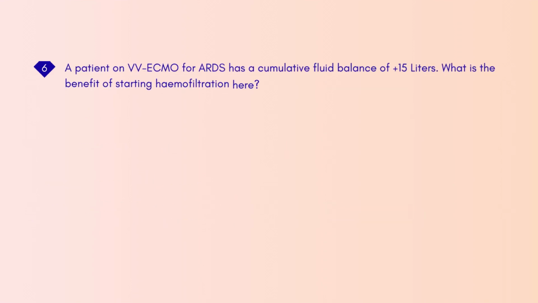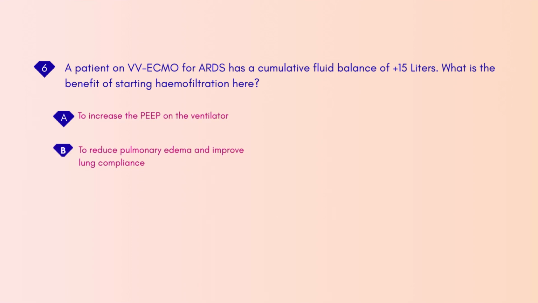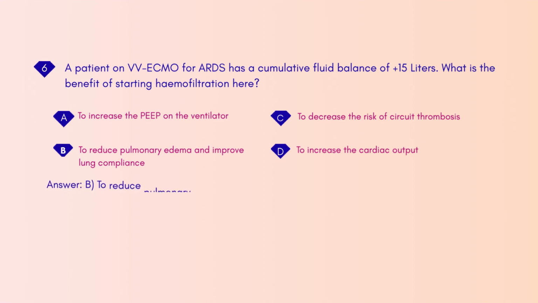A patient on VV-ECMO for ARDS has a cumulative fluid balance of plus 15 liters. What is the benefit of starting hemofiltration here? A. To increase the PEEP on the ventilator. B. To reduce pulmonary edema and improve lung compliance. C. To decrease the risk of circuit thrombosis. D. To increase the cardiac output. Answer: B. To reduce pulmonary edema and improve lung compliance.